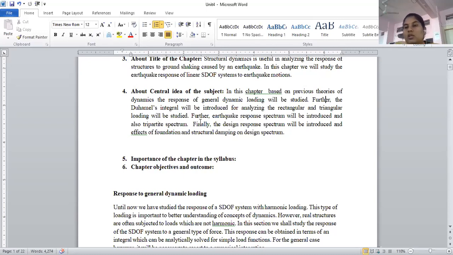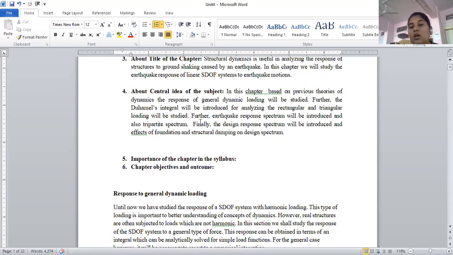Through this response spectrum, we have to study the relation with structural damping, that is zeta, and how it increases or decreases with respect to the tripartite spectrum, with respect to the displacement, with respect to the velocity, and with respect to the acceleration. All these parts we have to study in the tripartite spectrum.